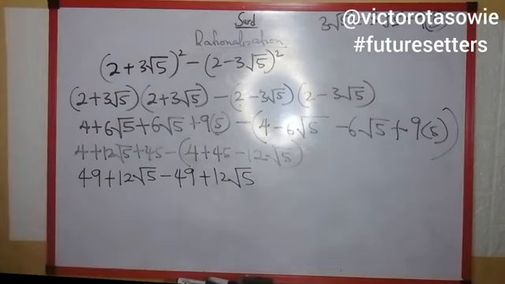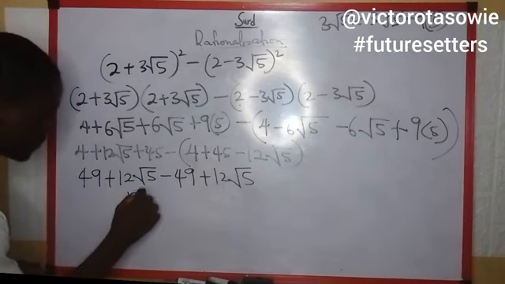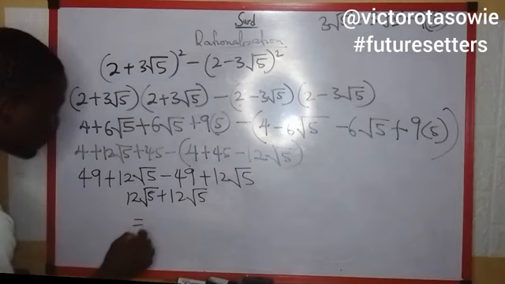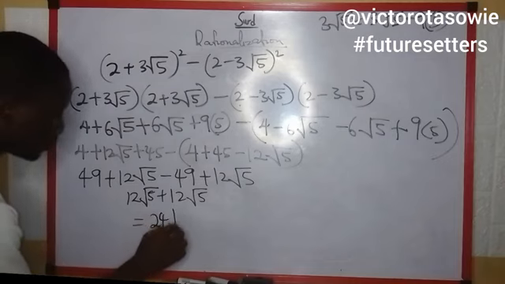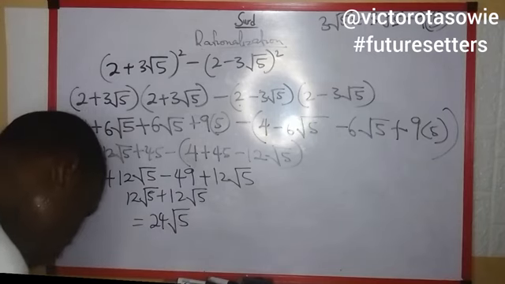Now, we are going to analyze this together. 49 minus 49 will go. So what we have left is 12 root 5 plus 12 root 5. And what's 12 root 5 plus 12 root 5? Add the numbers outside, giving us 24 root 5. 24 root 5. That is our final answer.